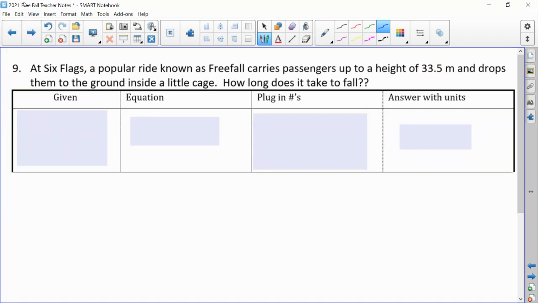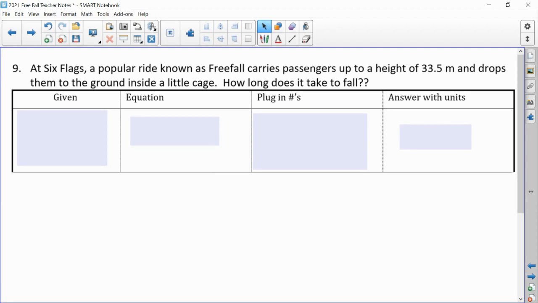All right, this is another problem. This is not in your notes. You might want to write it down or just try to do it on your own. Hit pause and try to work through it. Okay, so that Six Flags popular ride known as Free Fall carries passengers up to a height of 33 meters and drops them to the ground inside a little cage. How long does it take it to fall?